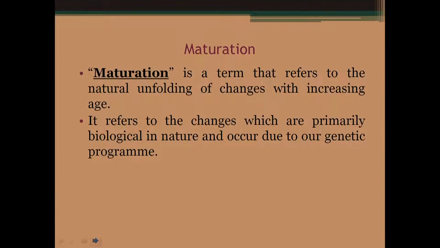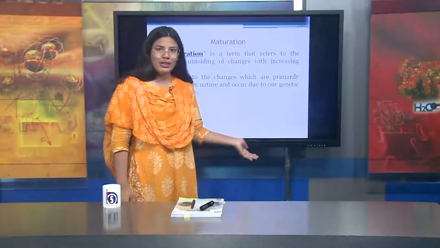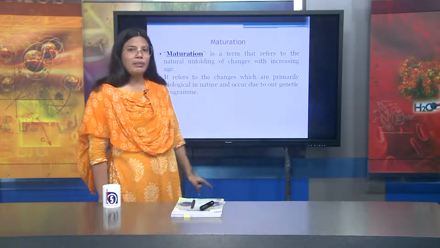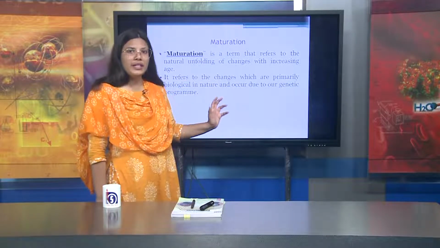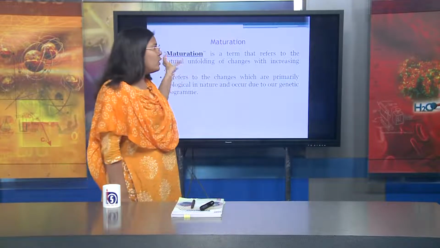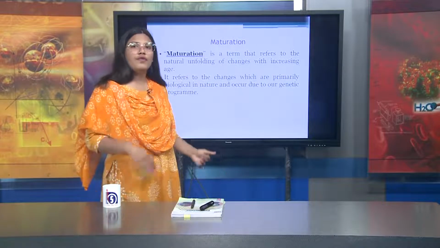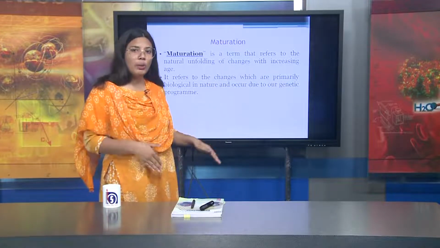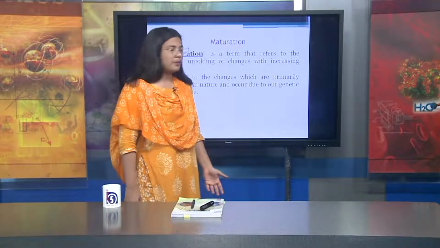It refers to the changes which are primarily biological in nature and occur due to our genetic program. So here it says that these changes are more or less biological in nature and they occur due to our genetic material. So the kind of genetics that we have, the kind of heredity that we have got, maturation will depend upon that. The kind of changes that will take place under maturation will depend upon the genetics of a person.